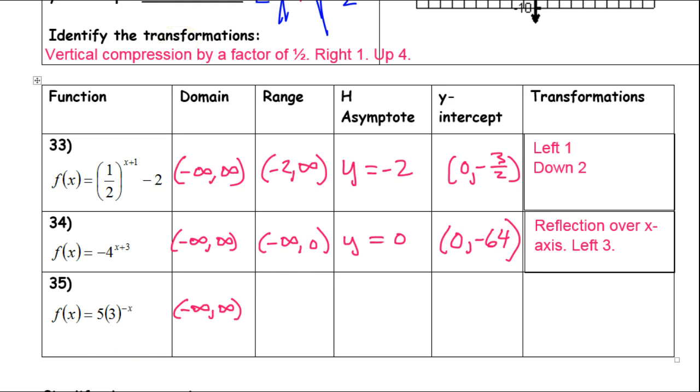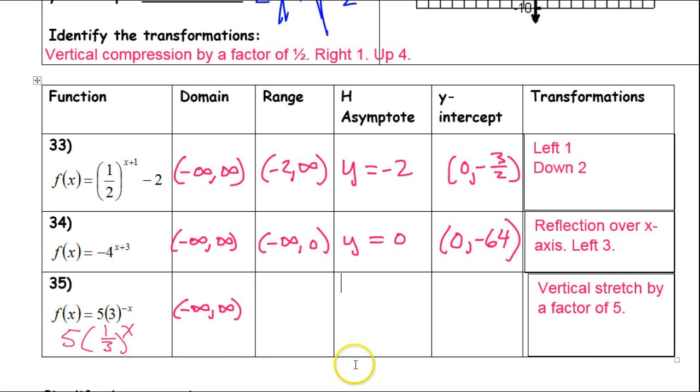Looking at this last one, the negative x causes this to be the reciprocal, so this would be the same thing as 5 times 1/3 to the x power. Now as far as the range goes, nothing is happening. It's not going left or right. It's not going up or down. We have a vertical stretch here. I guess we might as well write that down. Okay, so we have that.